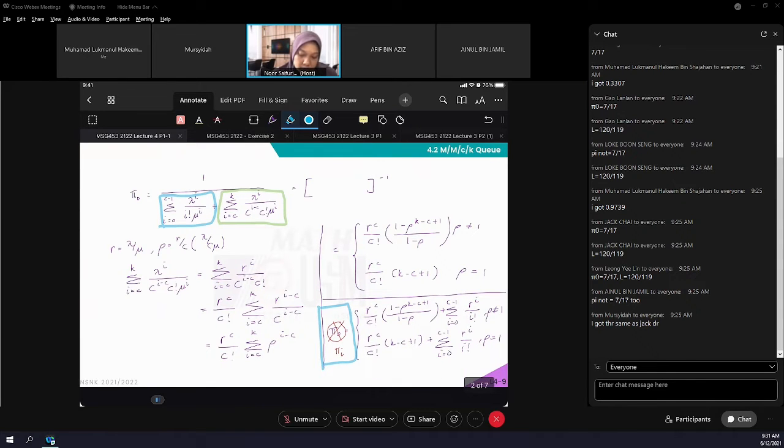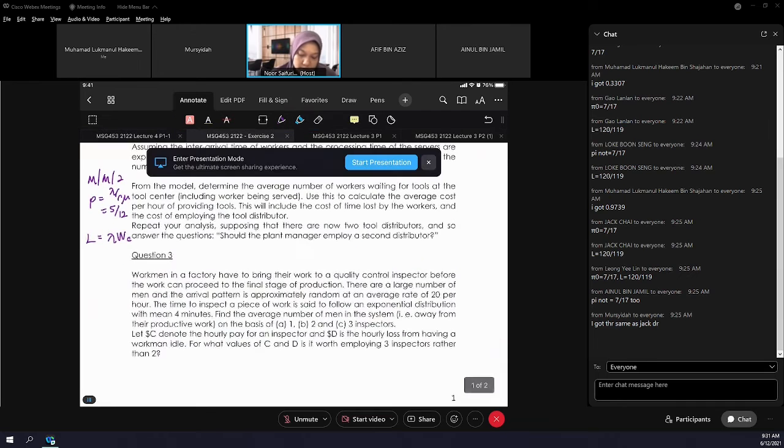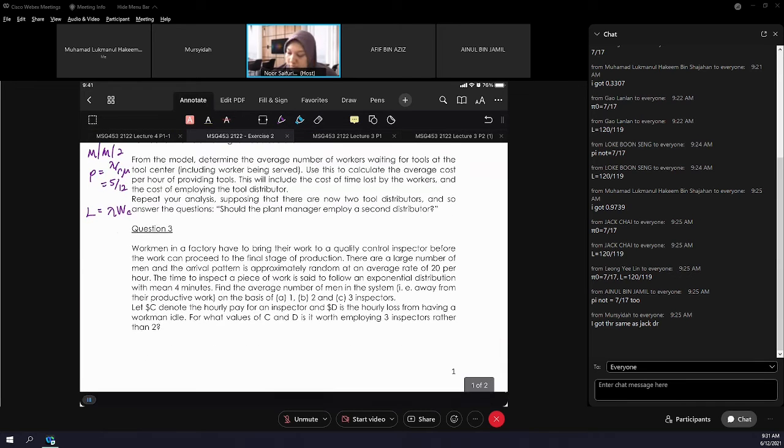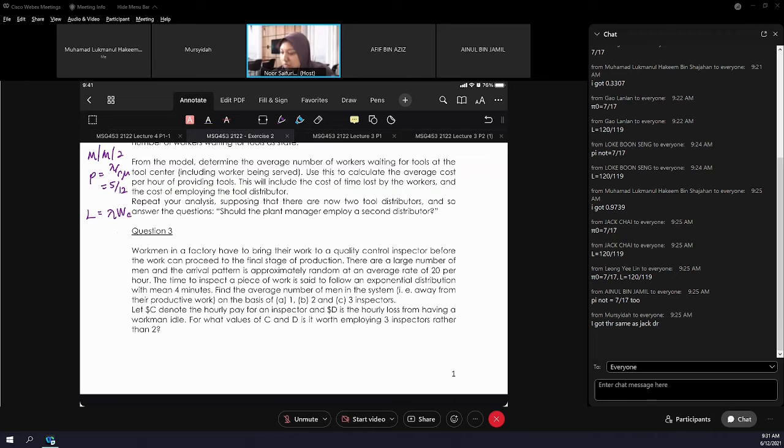So let us go back to question 3. For question 3, basically what you have to do is check the average number of men in the system away from their productive work when you have 1, 2, or 3 inspectors.